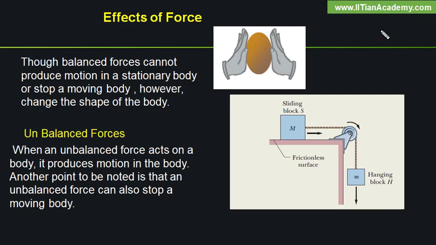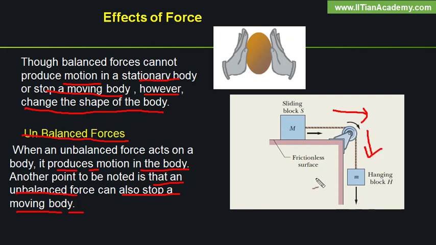Though balanced forces cannot produce motion in a stationary body or stop a moving body, they may change the shape of the body. Unbalanced forces. When an unbalanced force acts on a body, it produces motion in the body. Another point to be noted is that an unbalanced force can also stop a moving body. You can see here, the resultant force is in this way, and hence both masses move downwards. You will see this figure of a block hanging from a pulley again and again in subsequent classes.